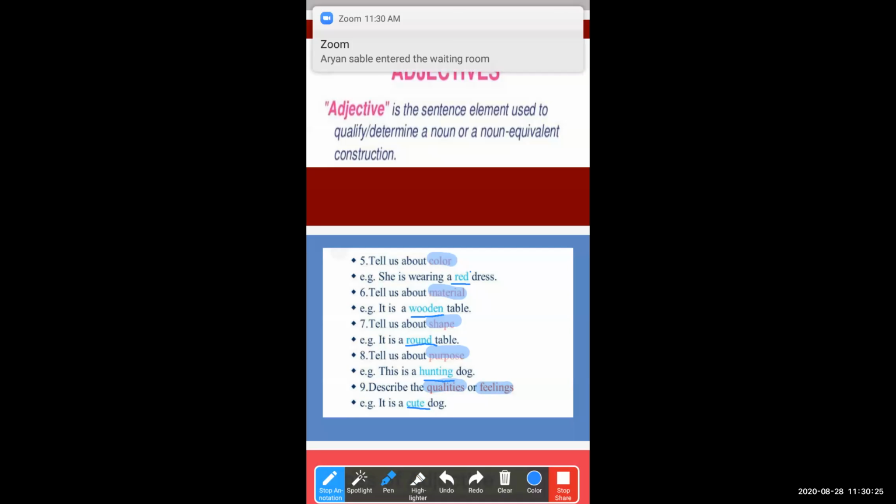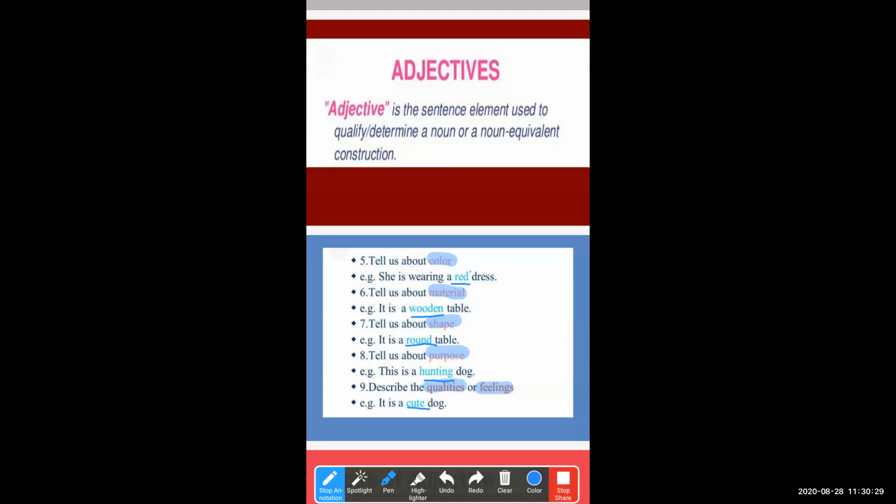As you can say, Mita is very humble girl. Mita is very smart girl. Mita is very cute girl. Mita is very tall girl. Whatever word you choose for describing qualities or feelings, that word comes under the adjective. Mita is very smart girl. Mita is very tall girl. Mita is very cute girl.